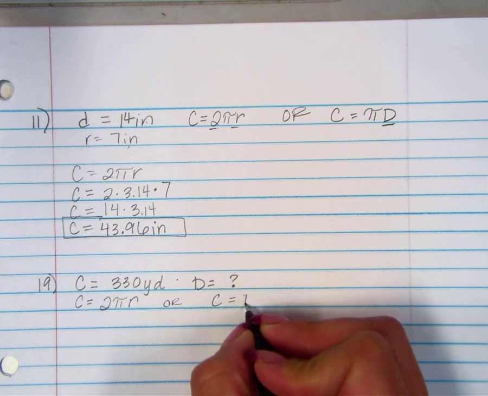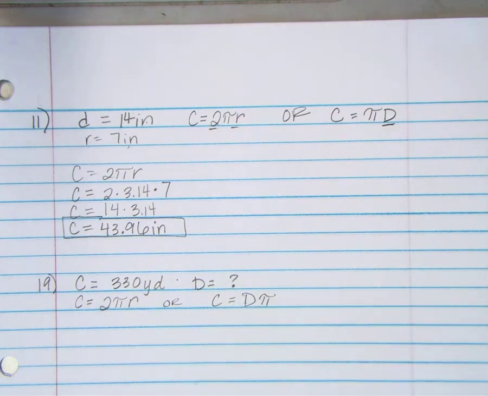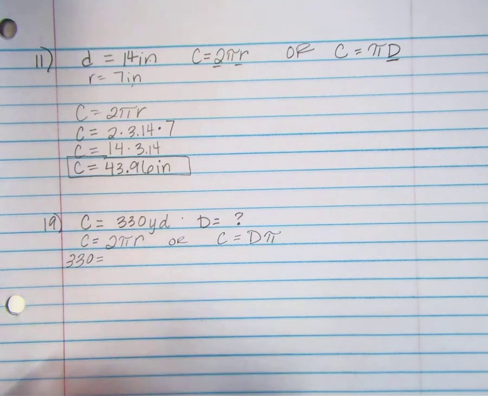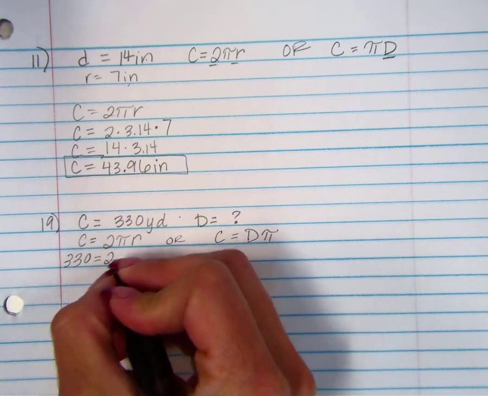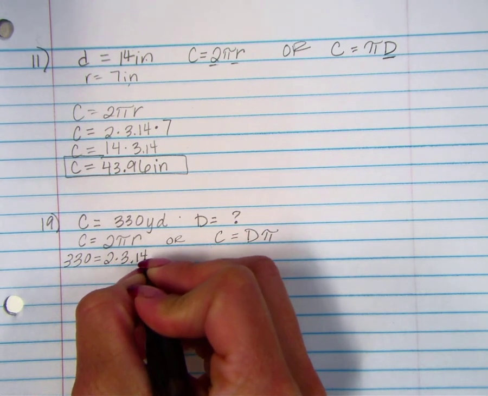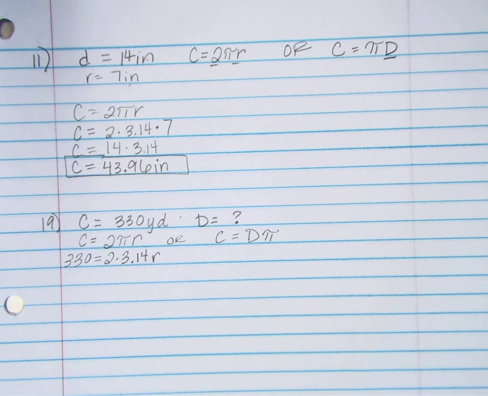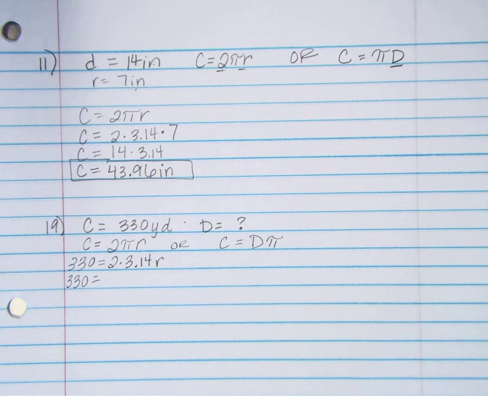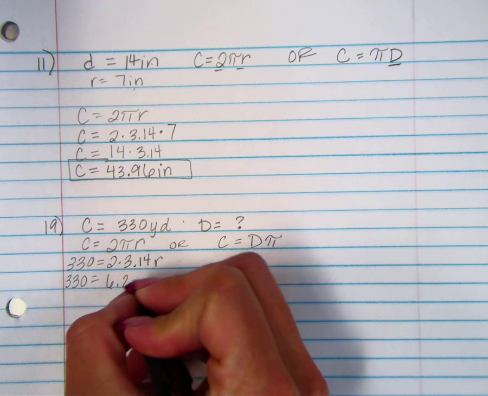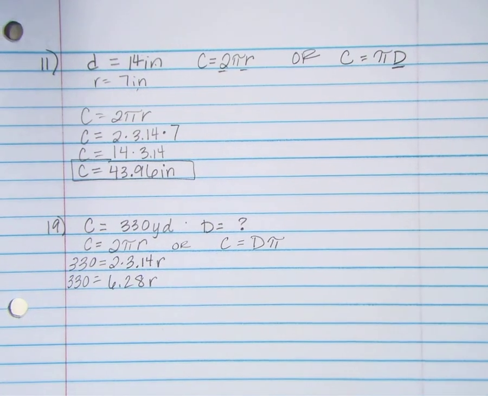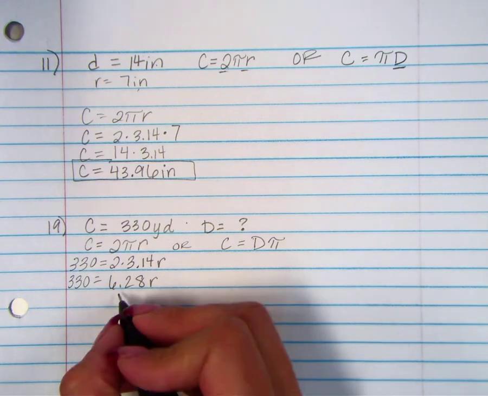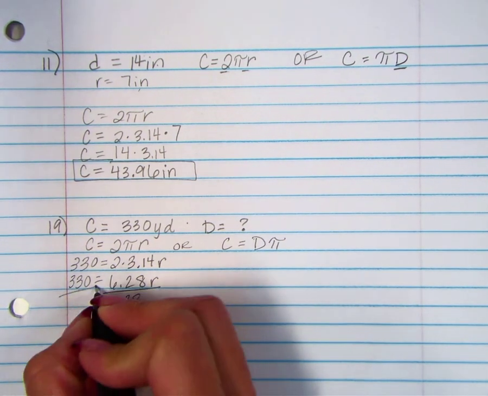Okay, same thing. Now, we're going to plug in what we know. 330 is our circumference. We know 2 is 2. We know pi is 3.14. We don't know what r is. Okay, always, always, always, we're combining our like terms. So I have 2 times 3.14, which is equal to 6.28 times r. How do I get my r alone, Miss Riley? Yep, divide by 6.28. And if I do it to one side, I have to do it to the other.